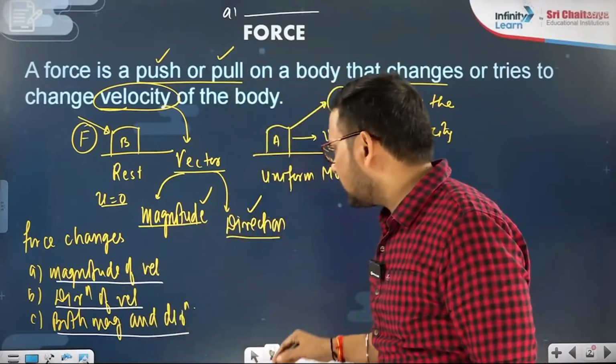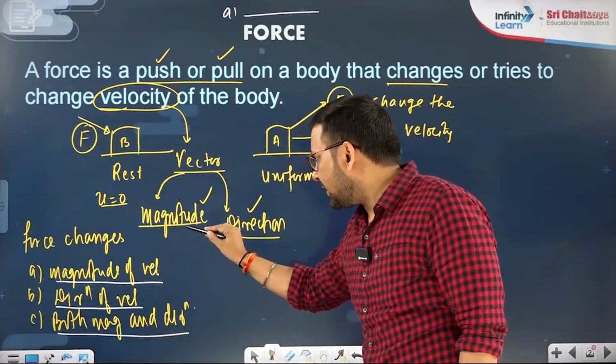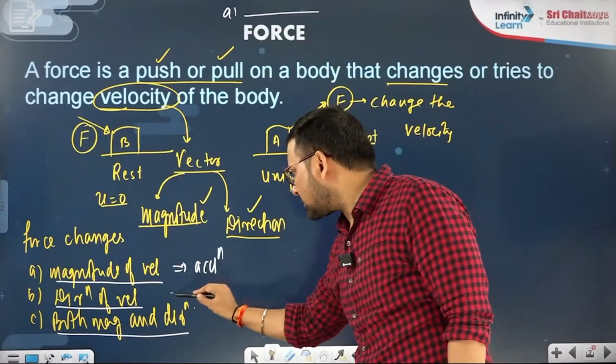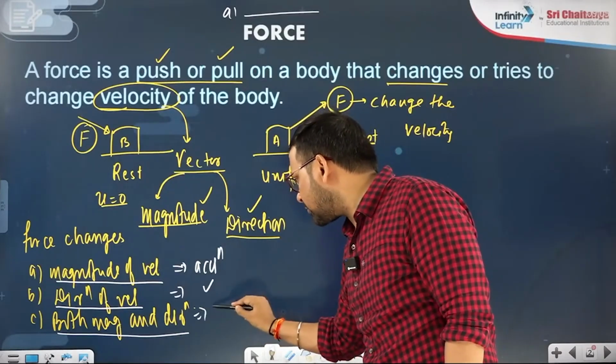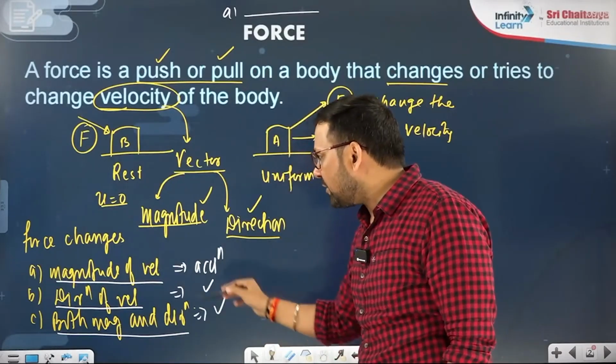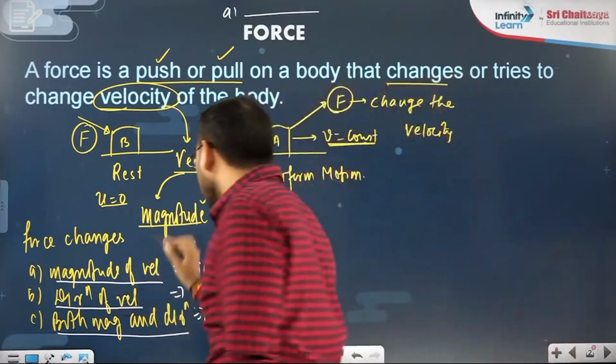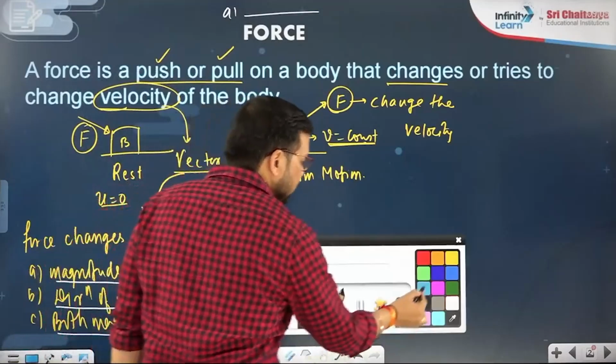Acceleration is coming in both. When the magnitude of velocity changes, acceleration will come here also. Here also acceleration will come, and here also acceleration will come. So acceleration is coming by changing the magnitude, by changing the direction, or by changing both magnitude and direction. I am drawing the example, everyone.